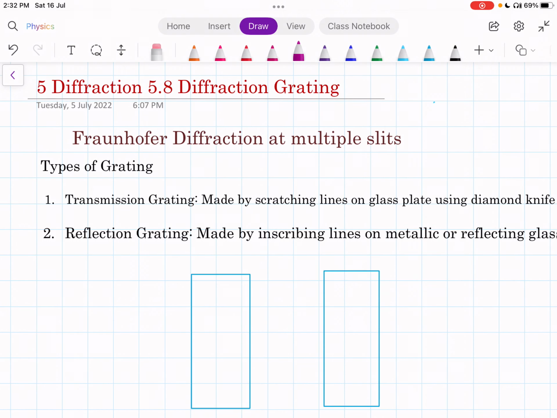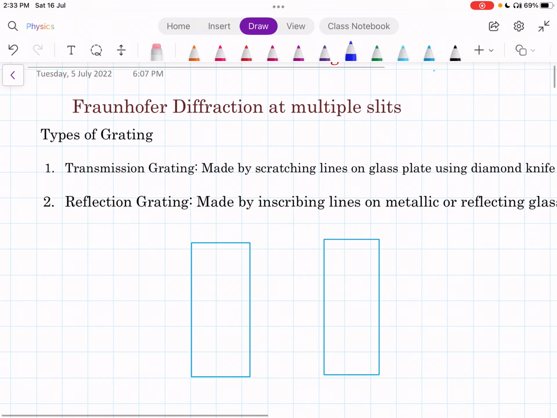Diffraction grating. A diffraction grating is an optical device which consists of a large number of slits, and so we can say that it is Fraunhofer diffraction at multiple slits. Now, what is a grating and how many types are there? There are two types of gratings: one is called the transmission grating and the other one is the reflection grating.